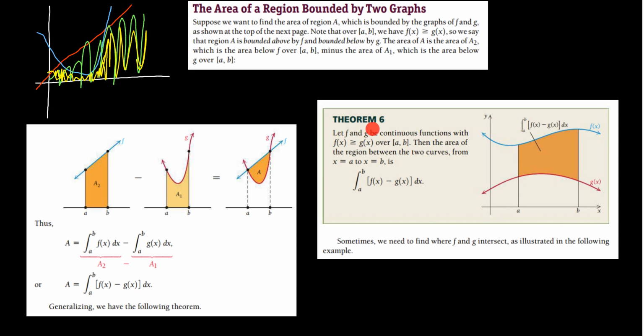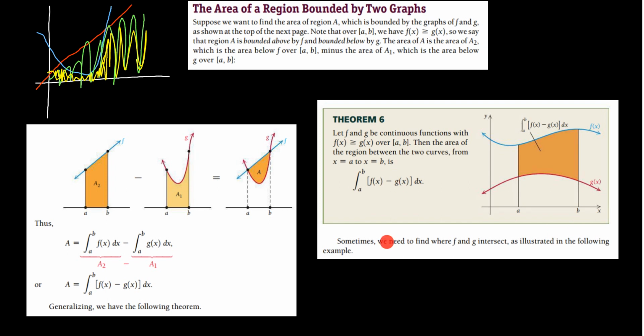Let f and g be continuous functions with f of x being greater than g of x, and all it basically says is that the function is above it, right? You're not going to be subtracting the area of this from the blue. Then the area of the region between the two curves from x equals a to x equals b. Again, that just means down here, x equals a is some arbitrary x, x equals b is some arbitrary x, and we just subtract the functions.